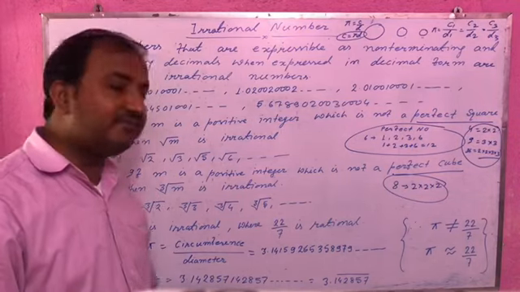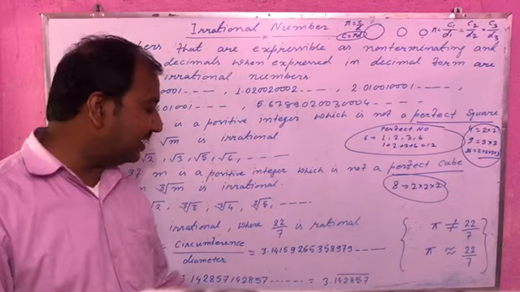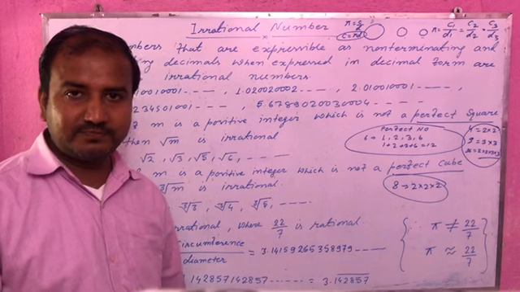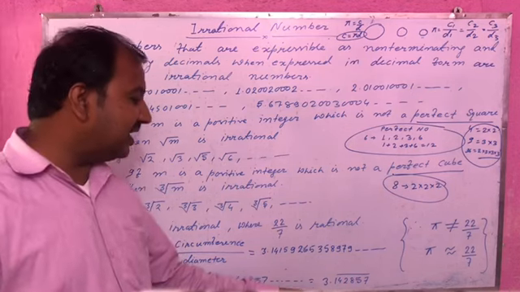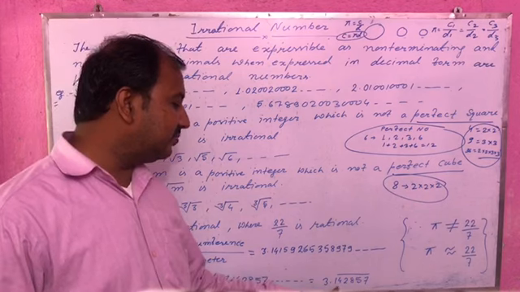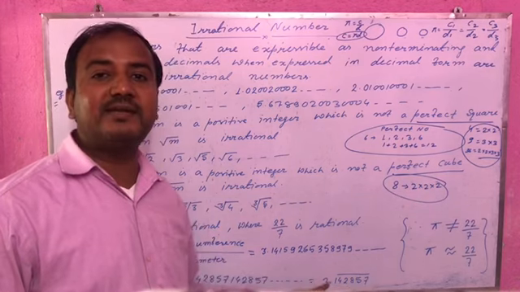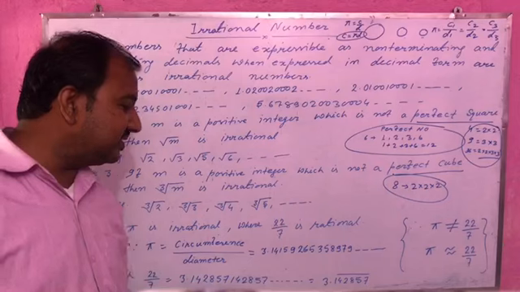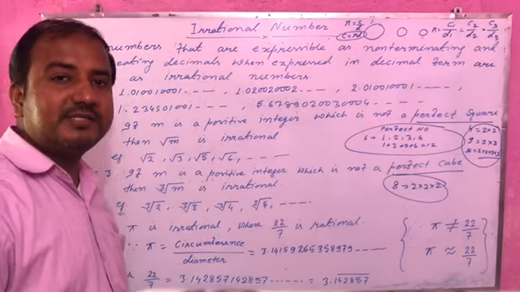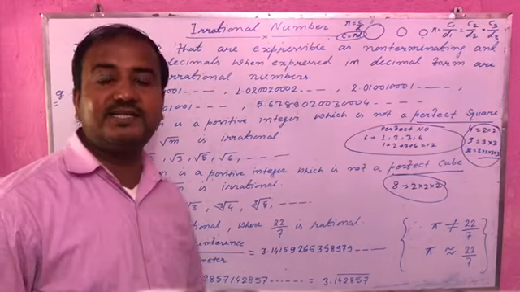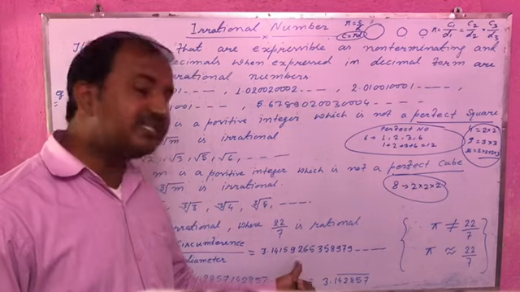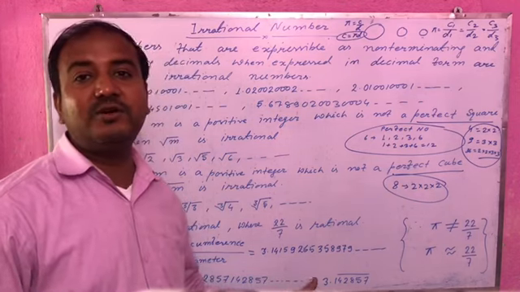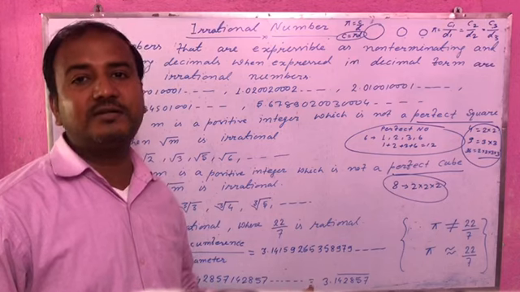3.142857, 142857 and so on. And this can be written as 3.142857 recurring. So this decimal expansion is non-terminating but repeating, and the decimal expansion of pi is non-terminating but not repeating.